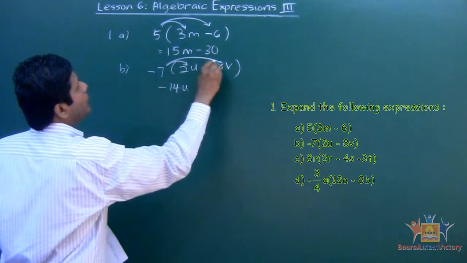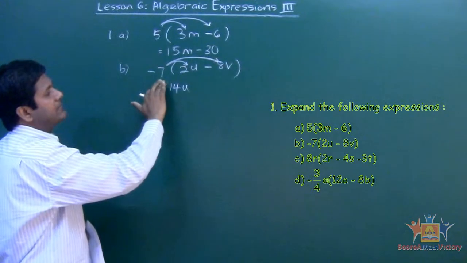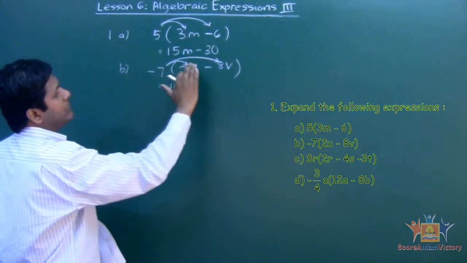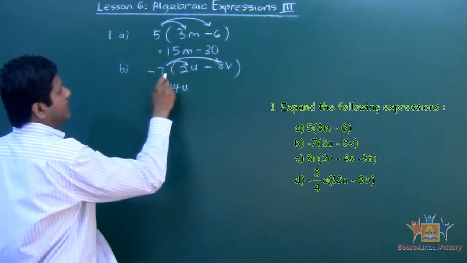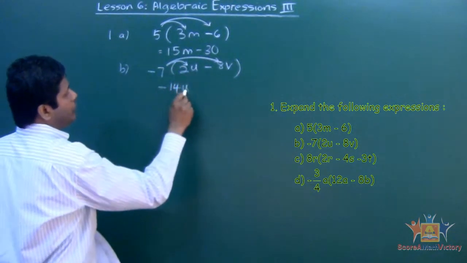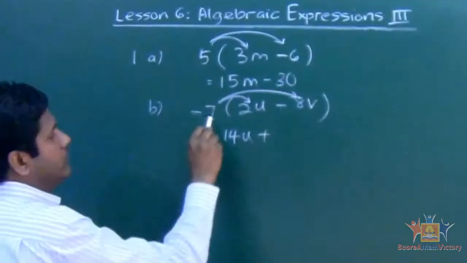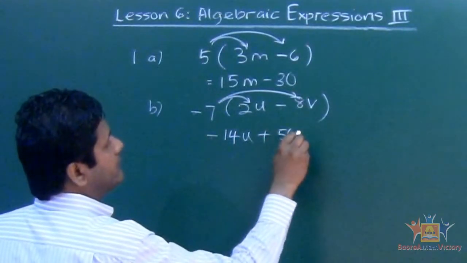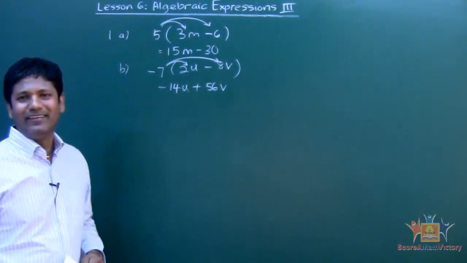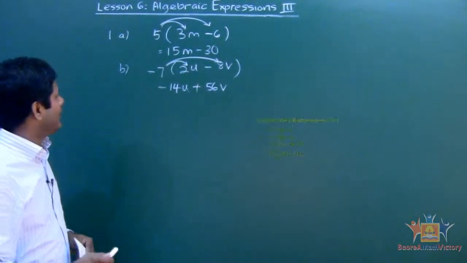So this way you will know that you're distributing negative 7 to 2u and negative 7 to negative 8v. So negative, positive, negative. 7 times 2, 14. Then you put u. Negative, negative, positive. So 7 times 8 is 56. Okay, 56v right there. Now let's go to C.